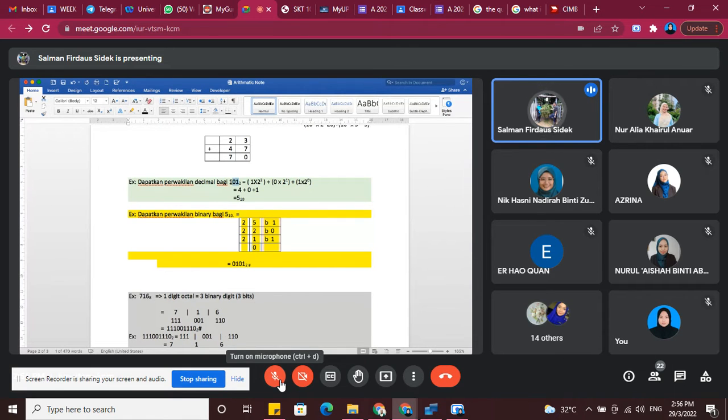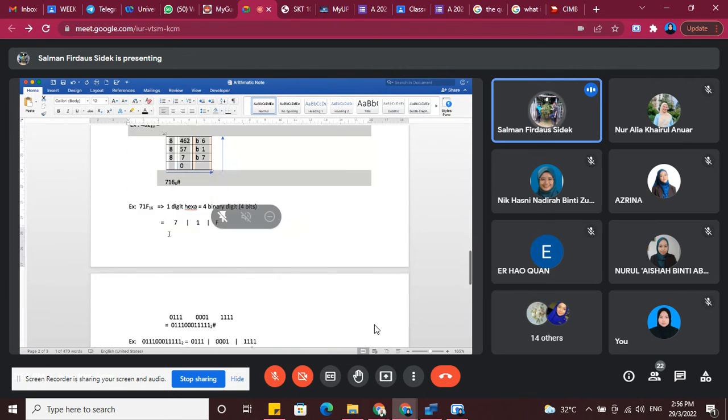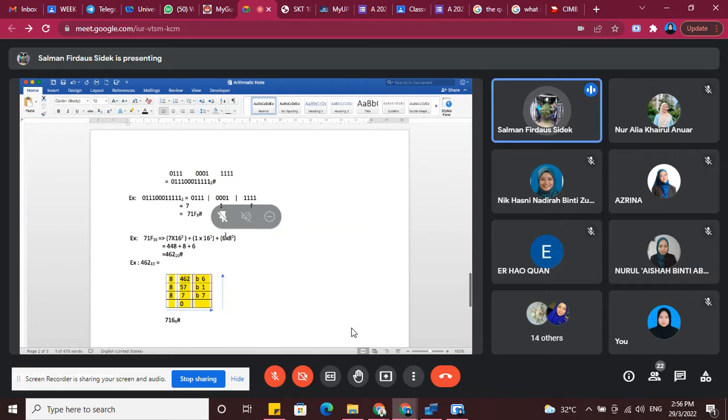So nombor asal yang ni, nilai kedudukan digit dia ni lah asas 2. Yang ni asas 8. Nilai setiap digit ni 8, yang ni 16 lah. So bila masa nak guna 10? Nak guna 10 bila kita convert decimal kepada decimal. Bunyi macam kelakar kan? Kita ambil satu contoh.